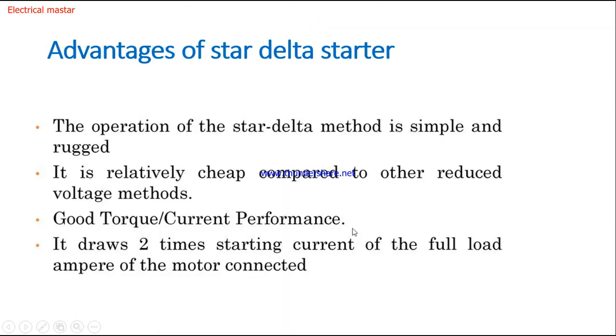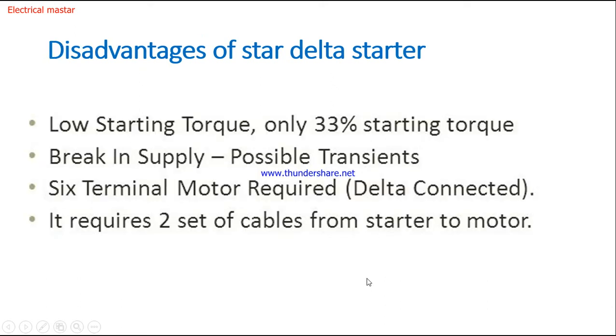Now we will see the advantages of the star delta starter. The star delta starter operation is very simple, with rigid connections, and it is relatively cheap compared to the other reduced voltage methods. The cost is also very cheap, and it has good torque and current performance. It draws 2 times the full load ampere as starting current at the motor connector. I already told you it reduces the starting current of the induction motor up to 2 times the full load current. So these are the advantages of the star delta starter.